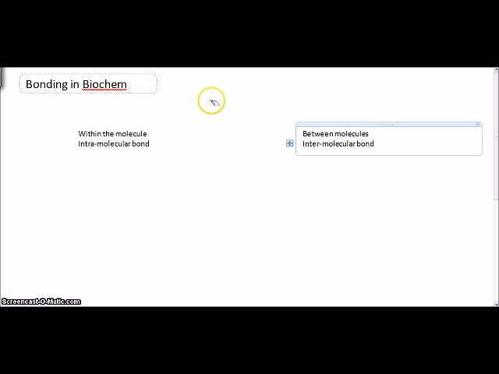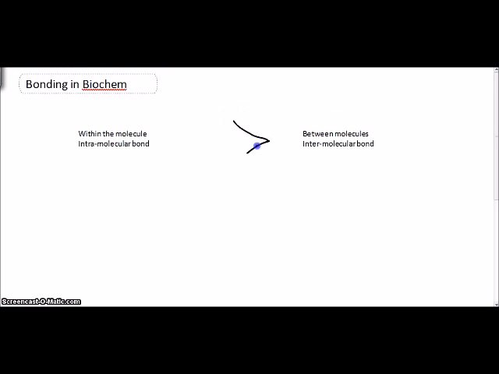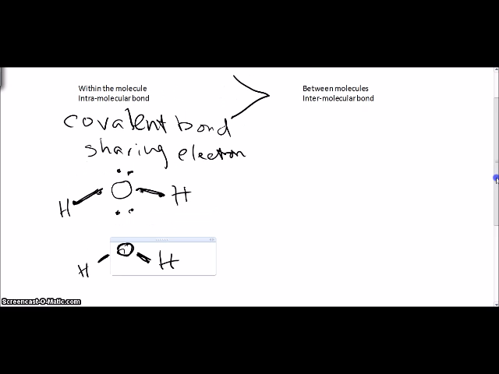Now, the within-molecule bonds are generally stronger than the between-molecule bonds, because these bonds are what made up the molecule in the first place. So usually we say it is a covalent bond, right? In a molecule of water, the bonds that connect the atoms are the intramolecular bonds.